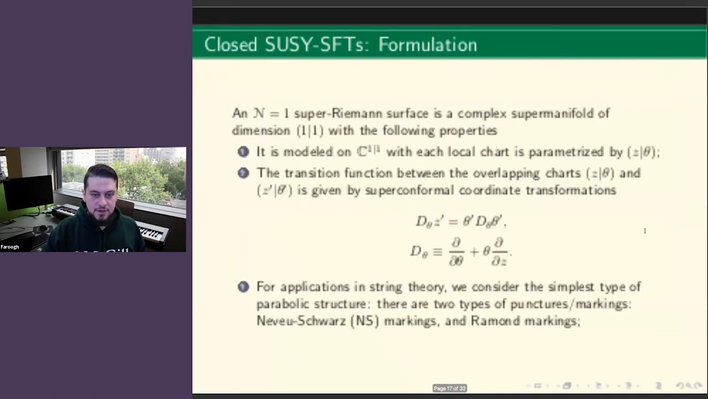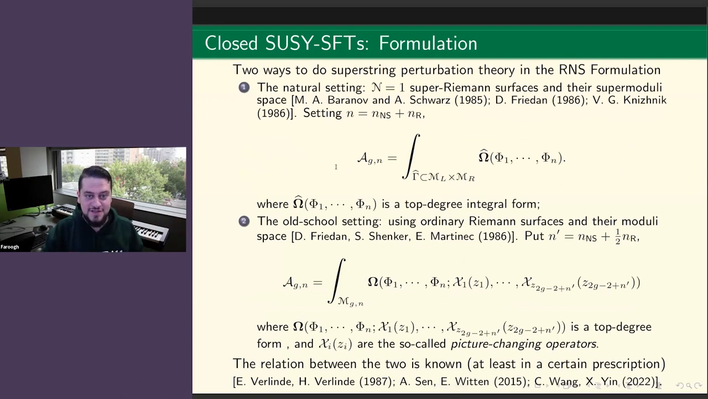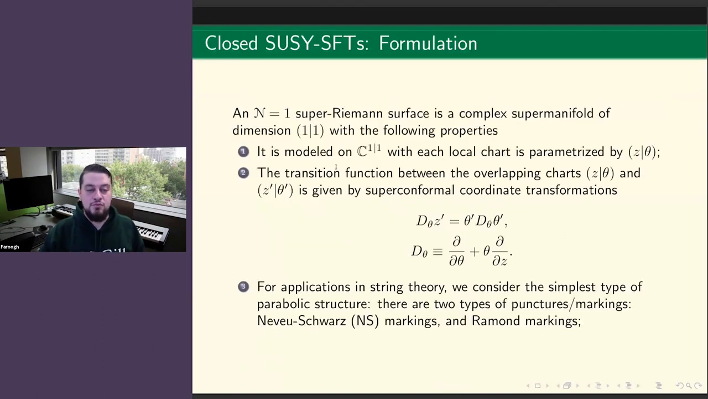So, okay, now to formulate the theory, in this talk we just consider the natural setting, which is the super case, using N=1 super Riemann surfaces. An N=1 super Riemann surface, as the name suggests, is a complex supermanifold of dimension one even, one odd, and is hence modeled on C^{1|1}. Each local chart is parametrized by local coordinates z and theta. The transition functions, in analogy to the ordinary case, are, instead of conformal transformations, superconformal transformations, which is basically this equation, and this D_theta is this operator.